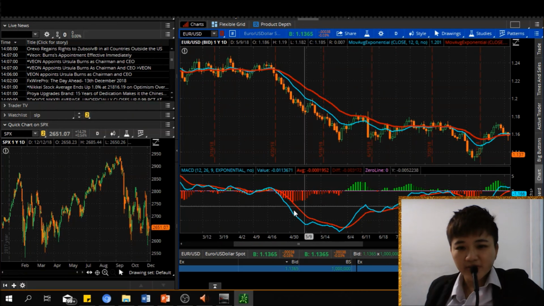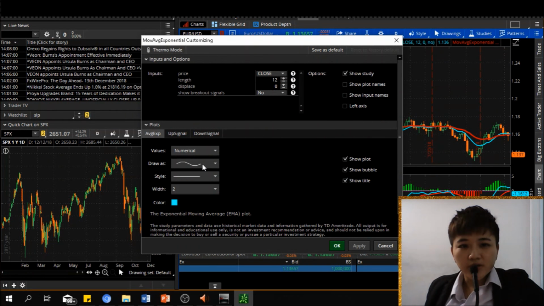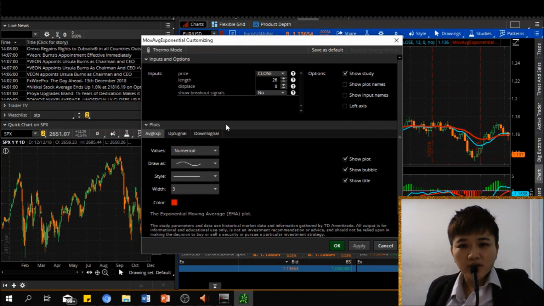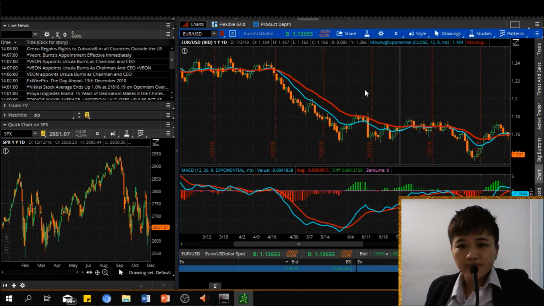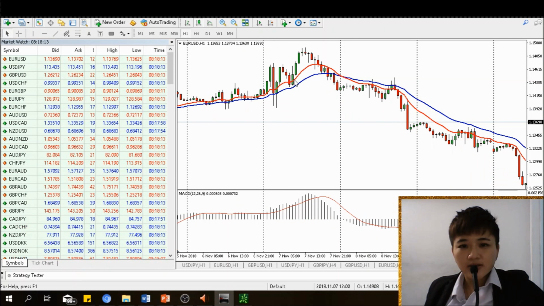Please don't confuse these two lines with these two lines. Like I said, this is your 12 EMA, whereas this is your 26 EMA. Minus these two, then you get your MACD line. If you want to do that on MT4, it's the same thing. Right now this is the 12 EMA minus this line, which is your 26 EMA, and this will give you your MACD line.